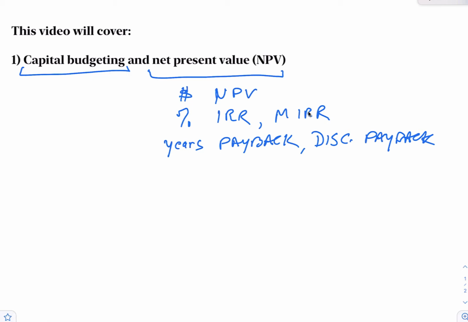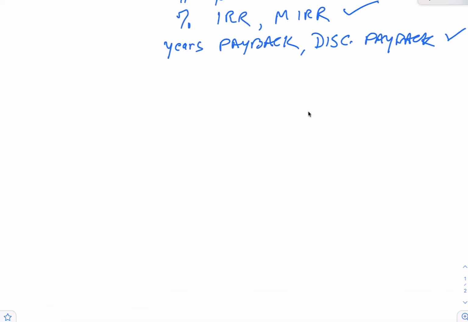So we'll have a video separate on net present value, this video. Then we'll have a video on internal rate of return and modified internal rate of return, and we'll have a separate video on payback and discounted payback. And then we'll tie it all together and summarize and compare and contrast all these methods to see which is the best method and what are their pros and cons. Okay, so now let's talk about NPV.